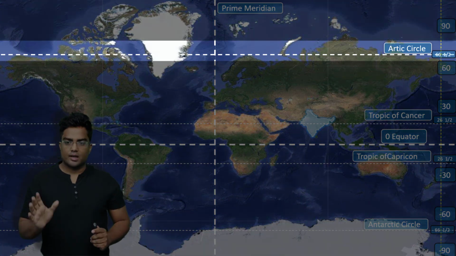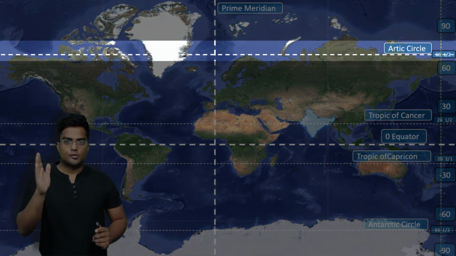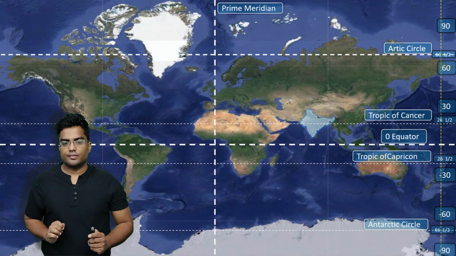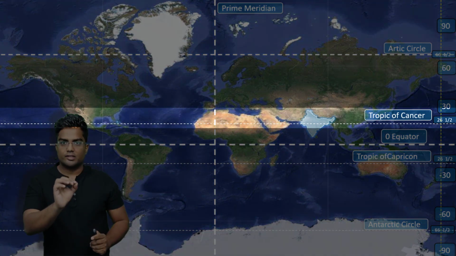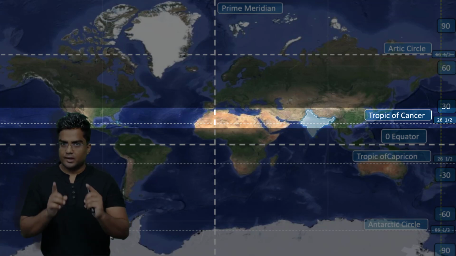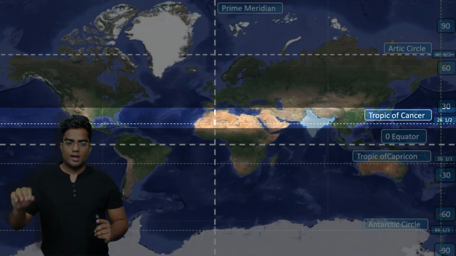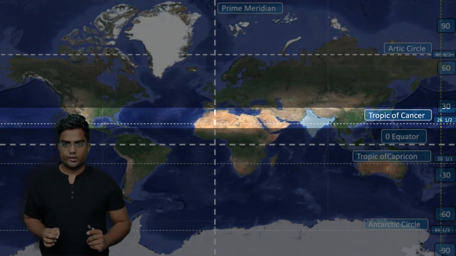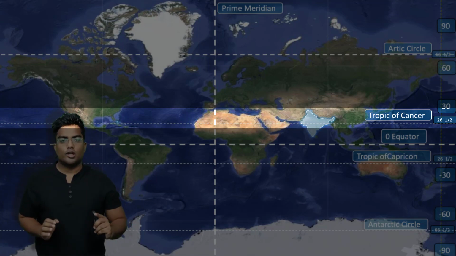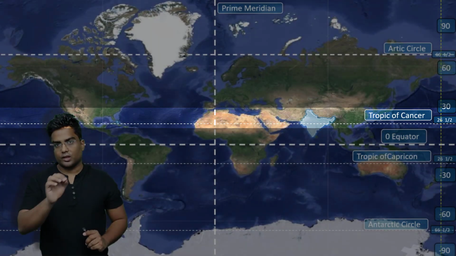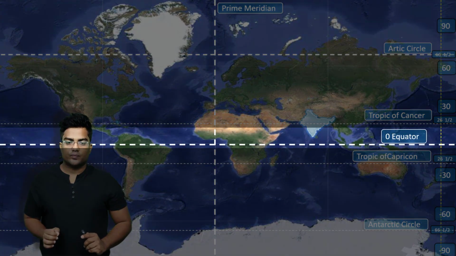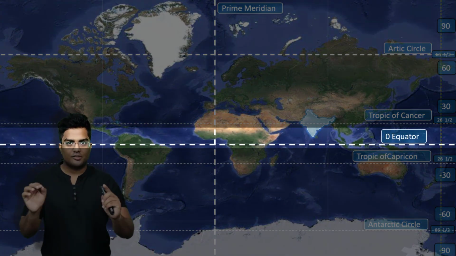Let's know about the Arctic Circle. As you can see, this line passes through Canada and Russia. Similarly, there is a line called the Tropic of Cancer. It definitely does pass through India. Then we definitely have the equator. We are right now talking only about the horizontal lines. So we have the equator, and the equator does not pass through India.